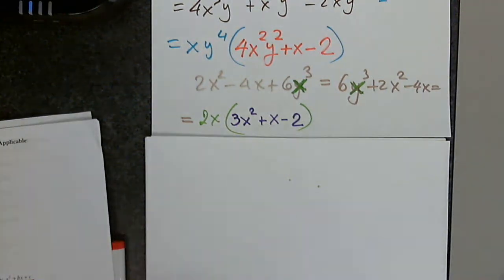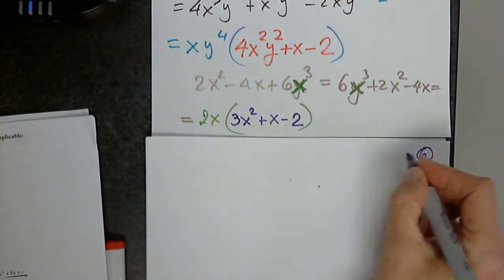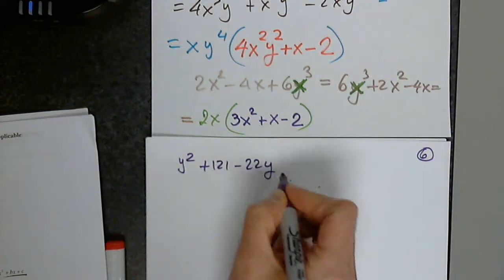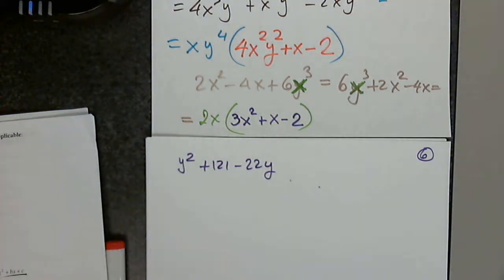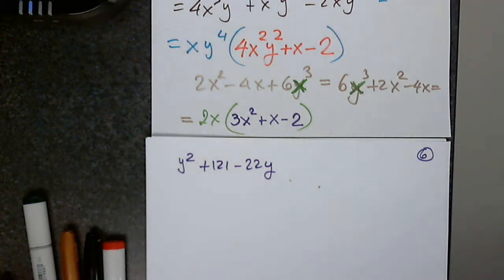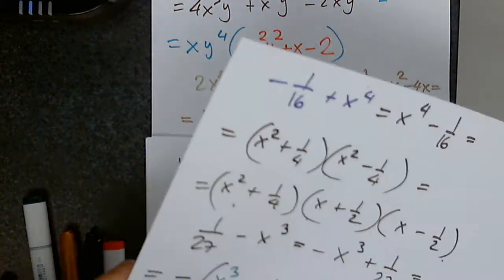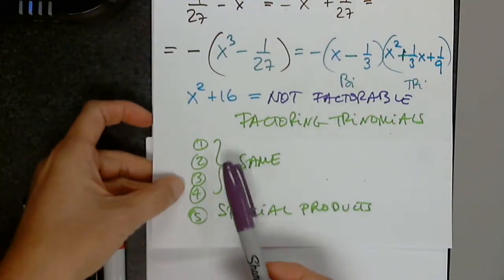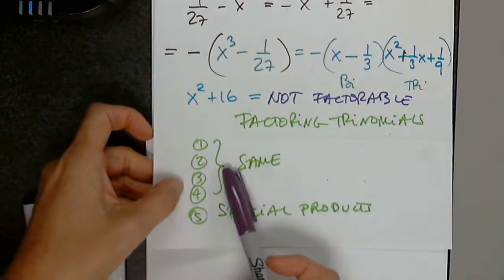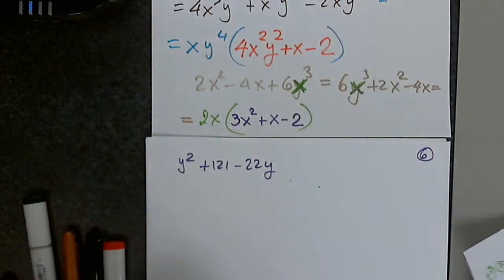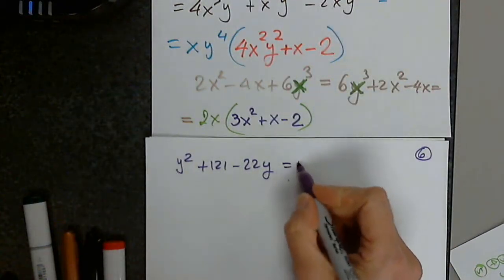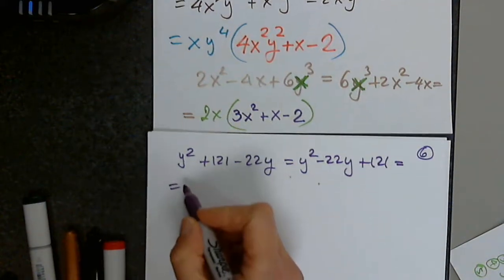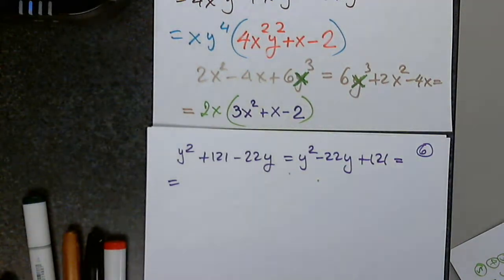So we have y squared plus 121 minus 22y. Please do not skip steps. Till you learn this strategy very well, do not skip any step. So I have to go through all these. What is it? It's a trinomial. Is it in descending order? The answer is no. So I have to rearrange it as y squared minus 22y plus 121. Now it is in descending order.